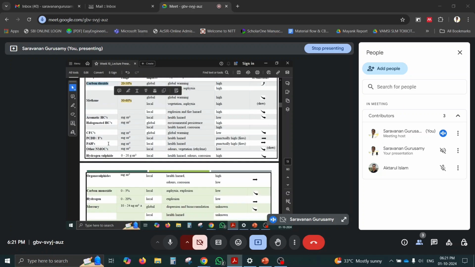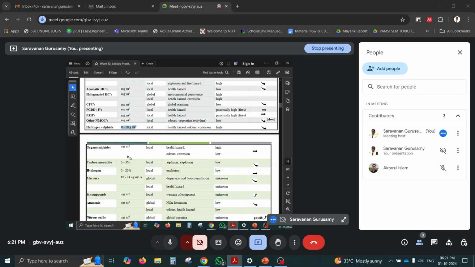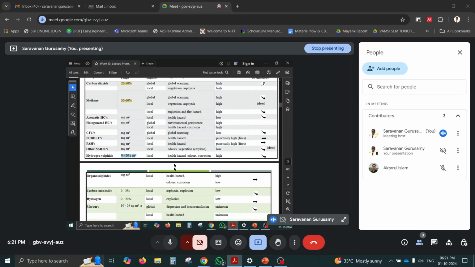Some other landfill gas components will be present in minor quantities, like aromatic hydrocarbons, halogenated hydrocarbons, CFCs, chlorofluorocarbons. These are global warming gases which have a higher potential for global warming, and these are all greenhouse gases. Okay. Then some PCDs and PAH, polyaromatic hydrocarbons, and other NMOCs, and hydrogen sulfide. This is around 20 gram per meter cube, very small quantity, but it is having huge impact. You can see the types of impact. Everything has some health effects and environmental persistence, and it creates more corrosion for the pipes.